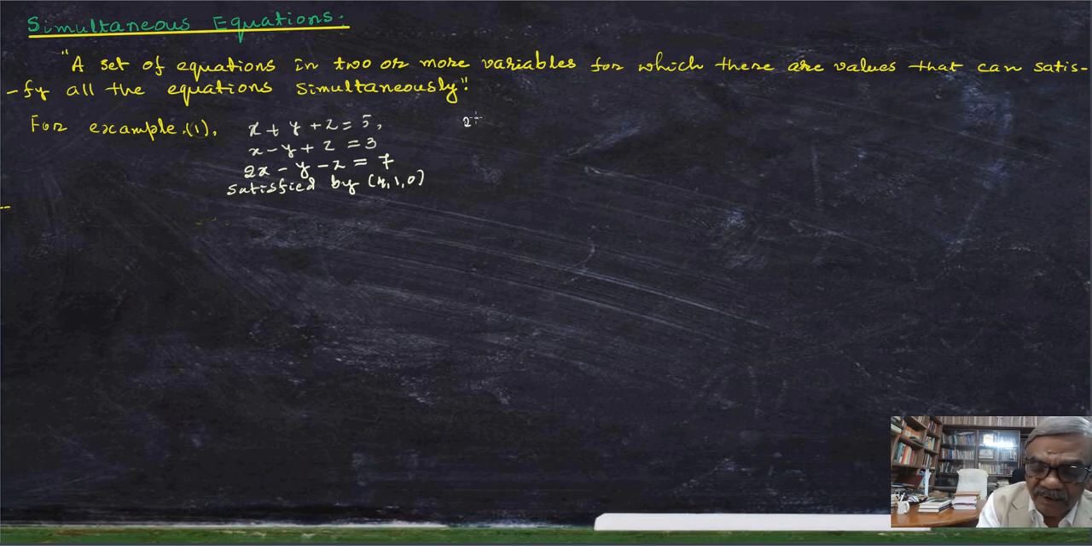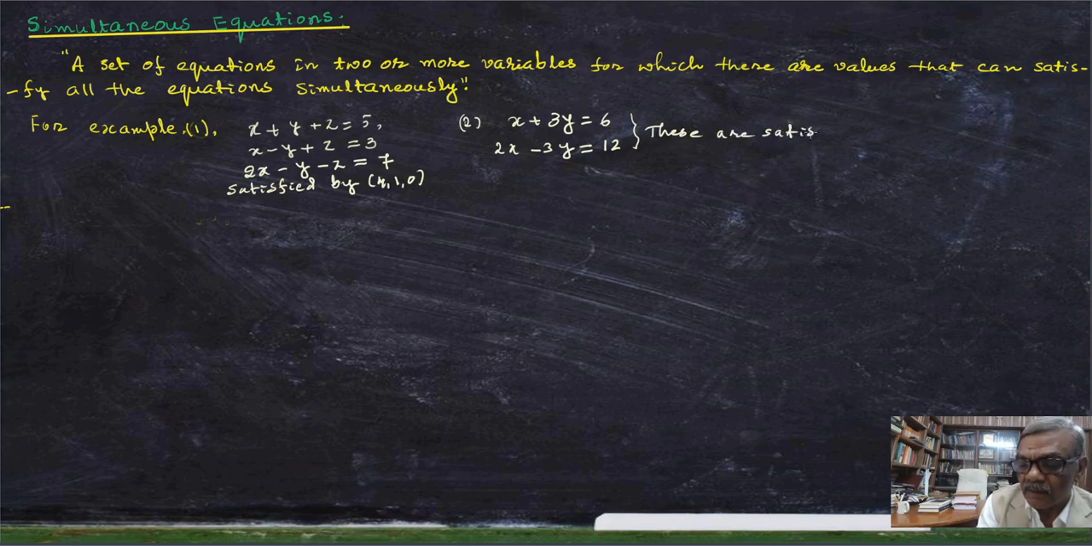And the second example I am going to consider is x plus 3y is equal to 6, and 2x minus 3y is equal to 12, and these are satisfied by x = 6 and y = 0 simultaneously. These two equations are satisfied by these values.